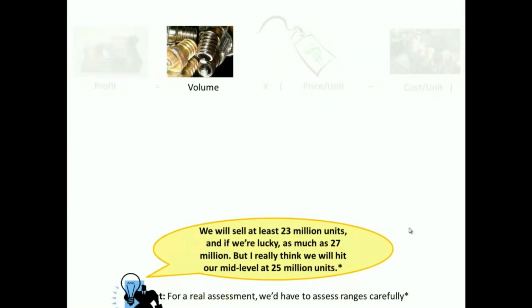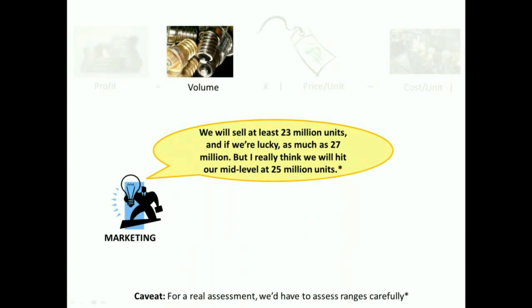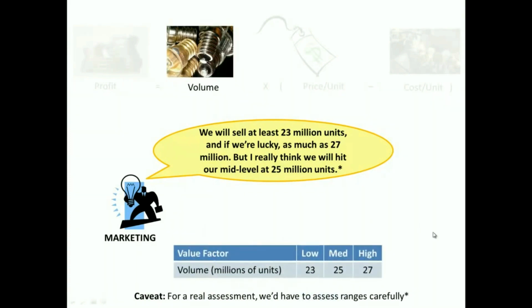Let's ask the marketing head what he thinks. We'll sell at least 23 million units, and if we're lucky, as much as 27 million. But I really think we'll hit our mid-level at about 25 million units. And so we have a little range now.